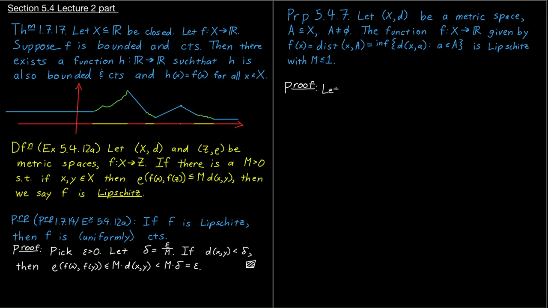So let's let x and y be two points in our metric space, and let's pick some point a in our set. Now, what we're trying to prove is that the absolute value of f of x minus f of y is less than or equal to the distance from x to y. That's what it means to be Lipschitz. But since f of x, that's the distance from x to A, is defined in terms of these a's, we'll end up taking an infimum over the little a's.